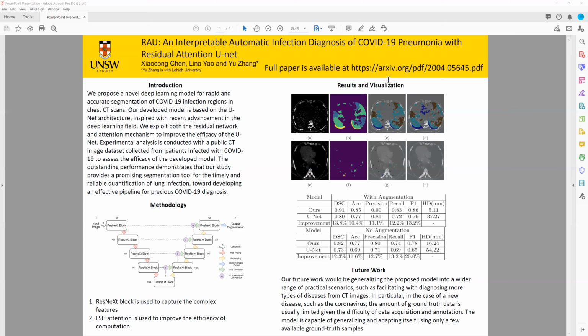And the tables show our quantitative results about our model. You can see we have two different settings, one with data augmentation and another with no augmentation. Basically, augmentation is where we manually flip the image several times to produce different CT images to help the model converge.